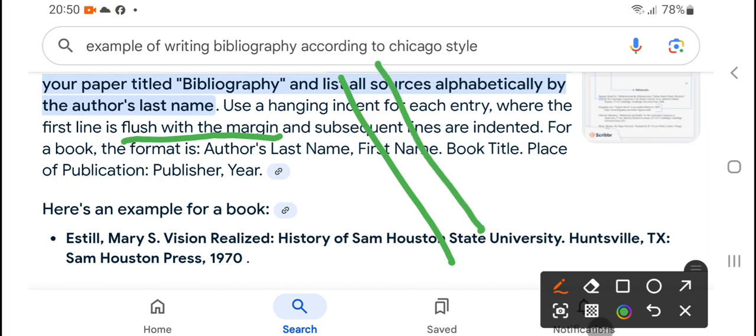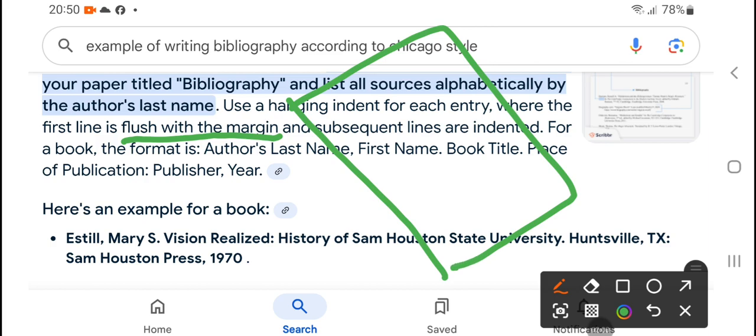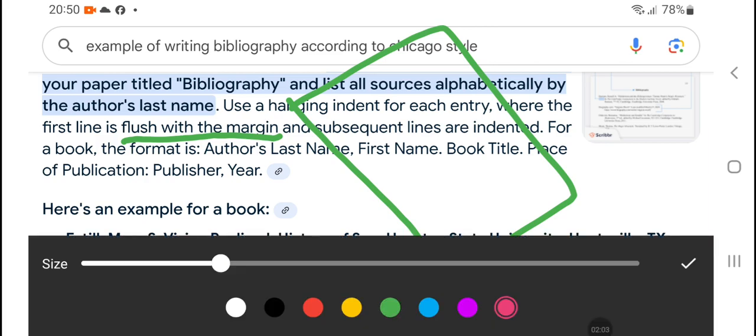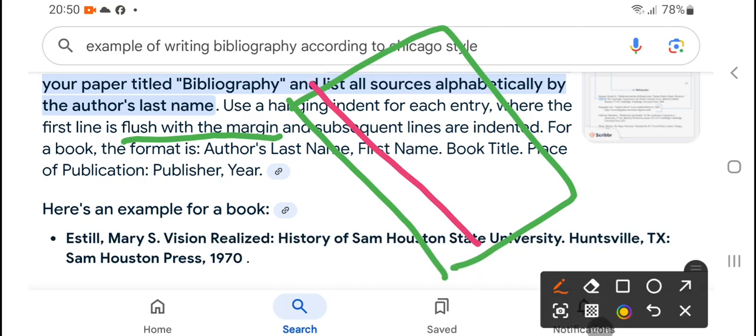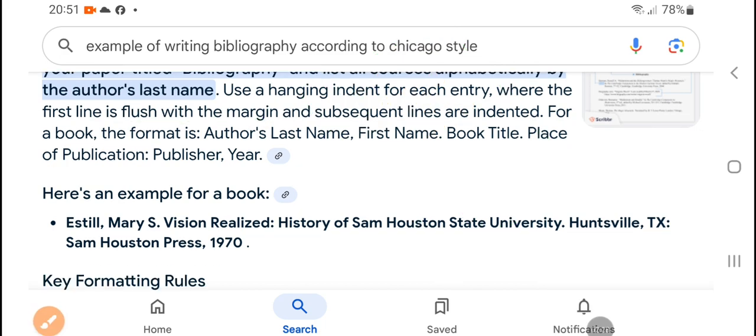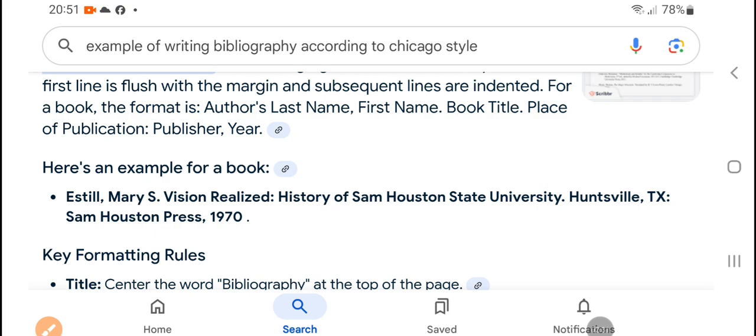Let me show it again. Suppose this is the page, right? The first line starts at the margin, and subsequent lines would start from here, this way. This is called hanging indent. So subsequent lines are indented, which means we have to leave a space.